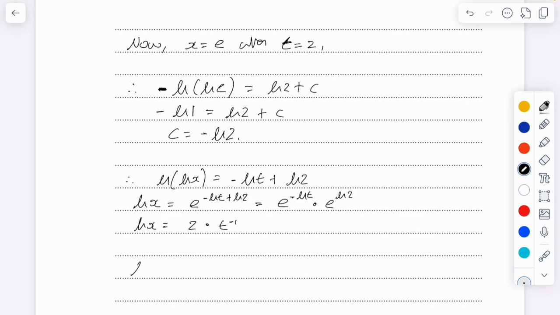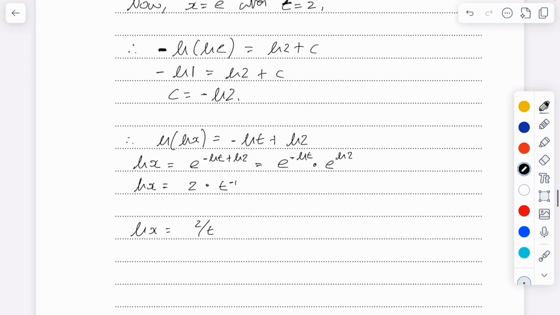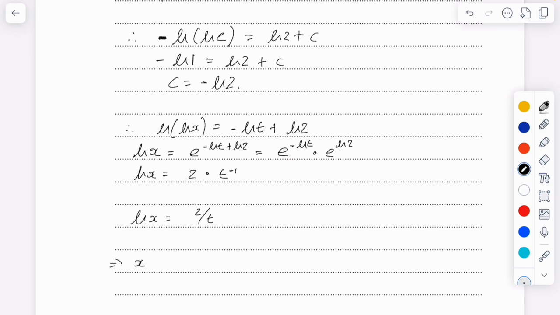Therefore, ln x is equal to 2 over t, so therefore x is equal to e to the power of 2 over t. And that's going to be the final answer to that question.